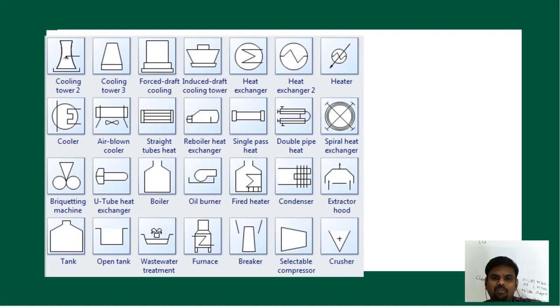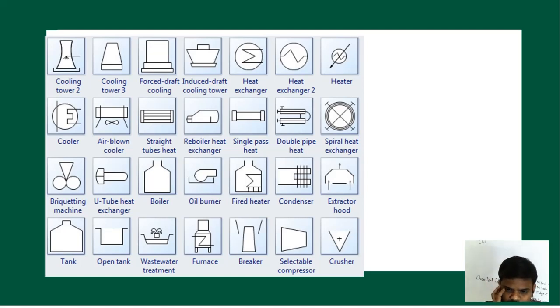So what is the symbol used for it? There are different types of cooling towers. All these unit operations we are going to learn in different courses like heat transfer, mass transfer, and so on. Now here we should know the symbols. If you are able to make a flow diagram, we have to use the appropriate symbol representing each unit.